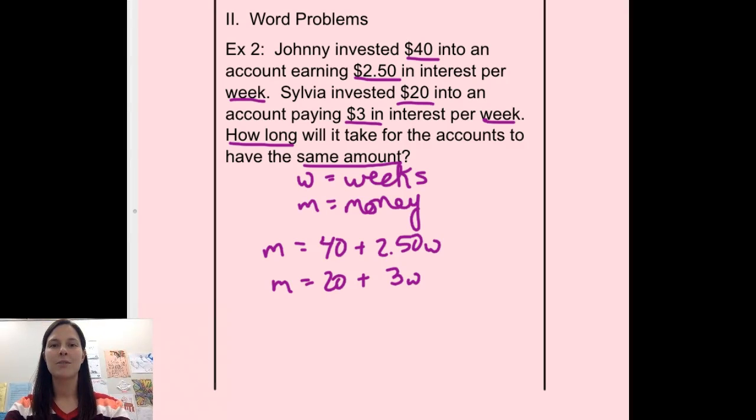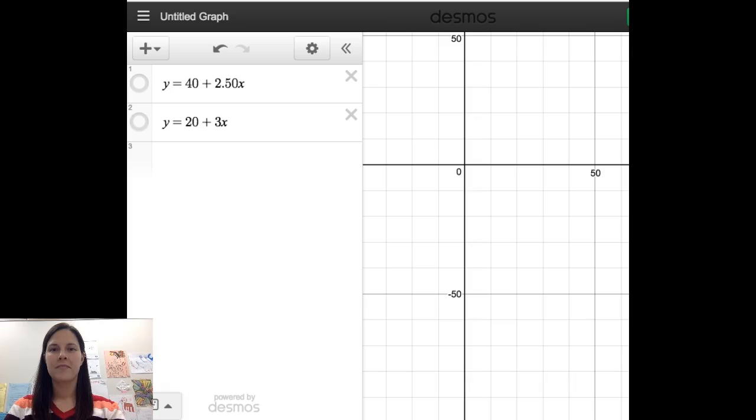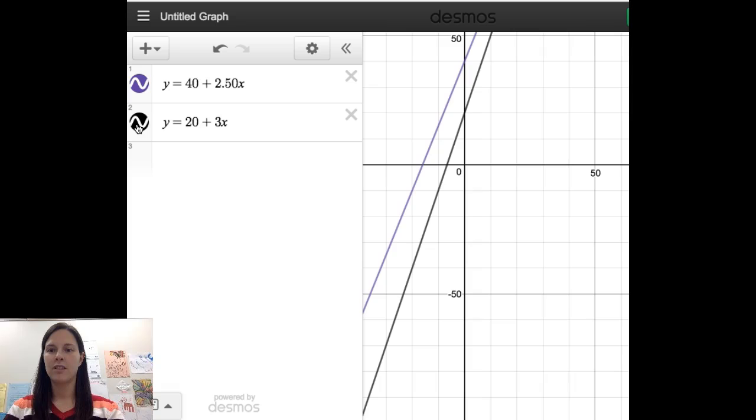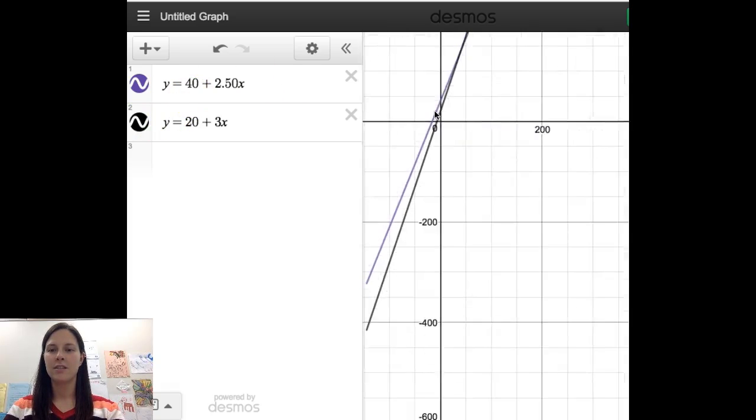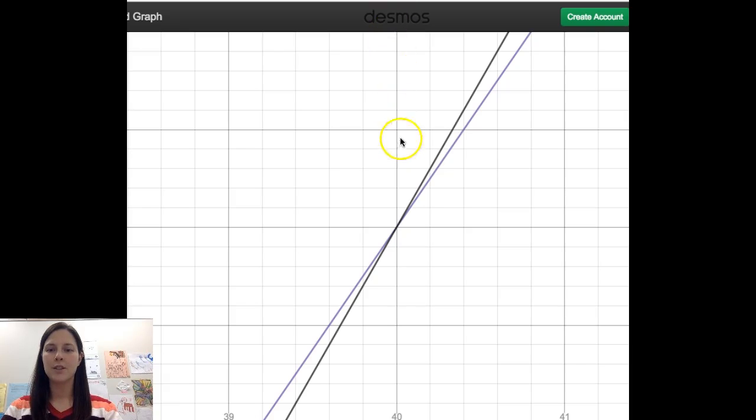Let's take a look at Desmos to get these graphed and solved. So I have our equations entered on Desmos. We'll turn them on one at a time. Here's Johnny's information and Sylvia's equation. We can't quite see where they intersect, so we'll change the scale on this one. Now that we have the lines zoomed in a little bit, let's see if we can figure out where they intersect. And we are getting (40, 140).